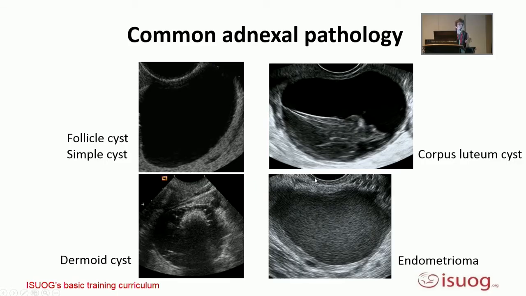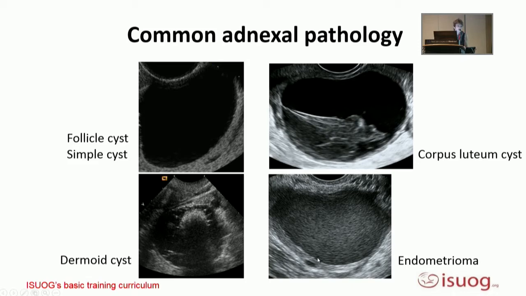Now, unless you work in a very specialized ultrasound center to which are referred only women with very strange adnexal masses, and unless you work in an oncological center, I can assure you that at least 45% of all adnexal masses that you will see in your practice will fall into one of these four categories.